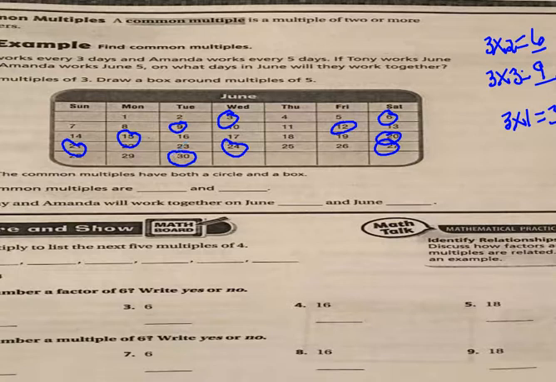Then I'm going to go back and I'm going to look for multiples of 5. So I'm going to box those ones. So 5 is a multiple of 5.